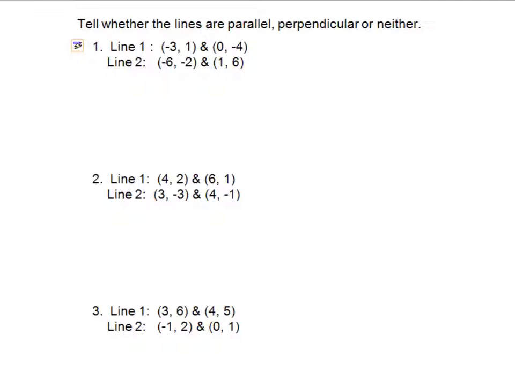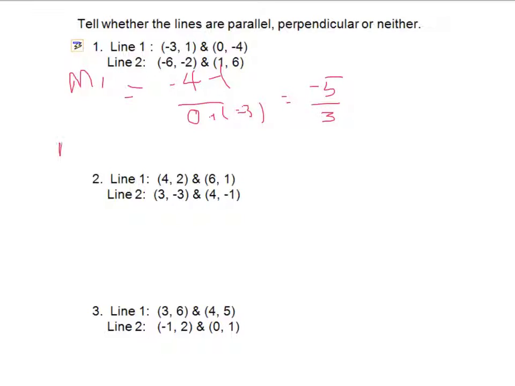All right, it says, tell whether the lines are parallel, perpendicular, or neither. So what we're looking for is the slope of both lines, and then we're going to compare them. All right, so let's find the slope of line 1, which I'm going to label as m subscript 1. That's going to be the difference in y's, -4 minus 1, over the difference in x's. I really do apologize for this sloppiness. That is my handwriting. Okay, so -4 minus 1 is -5. And 0 plus 3 would be 3.